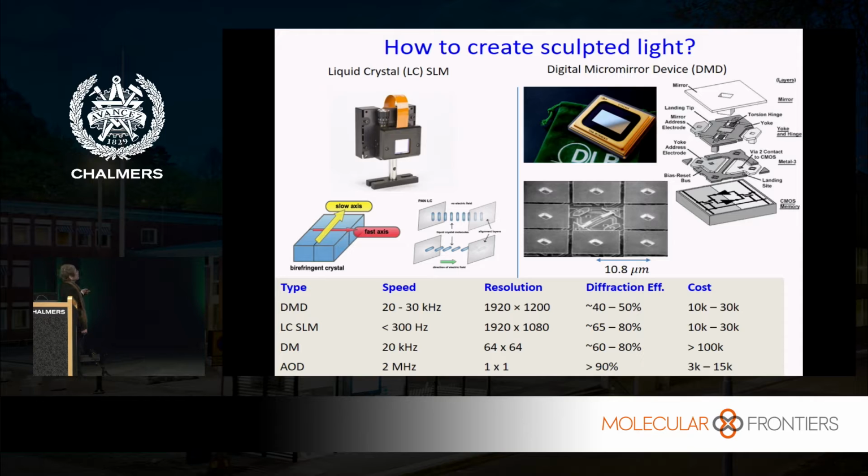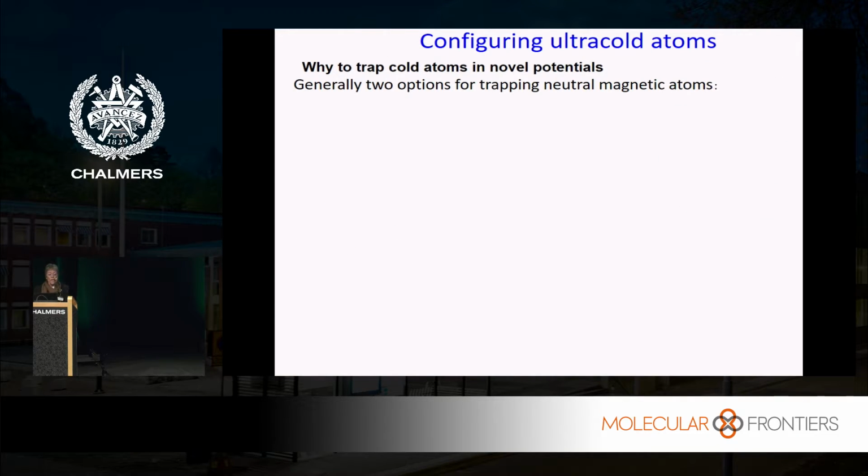And the biggest difference between these two devices is that the digital micromirror device is dynamic. It can switch the frames very, very quickly, while the liquid crystal modulator is much slower. But they're both very, very good at playing with light. So I want to now take the light and configure ultracold atoms, put them into the potentials I want to have. And the purpose of it is to look at the vortices that I was showing you before.